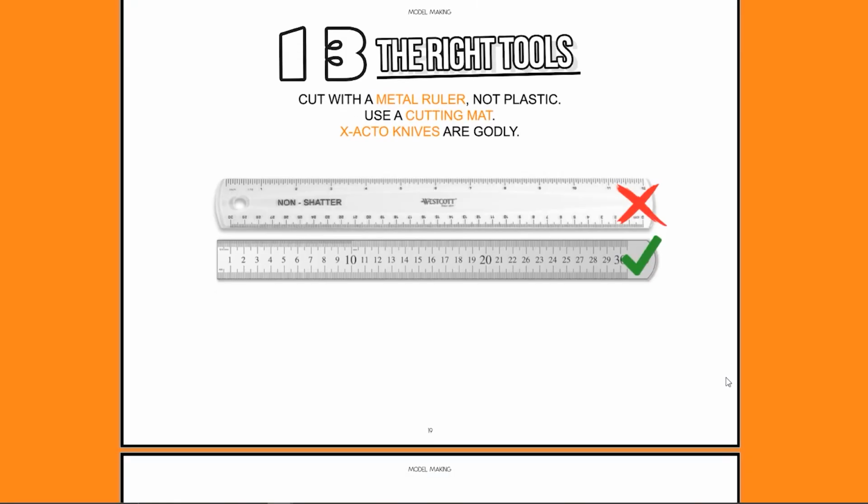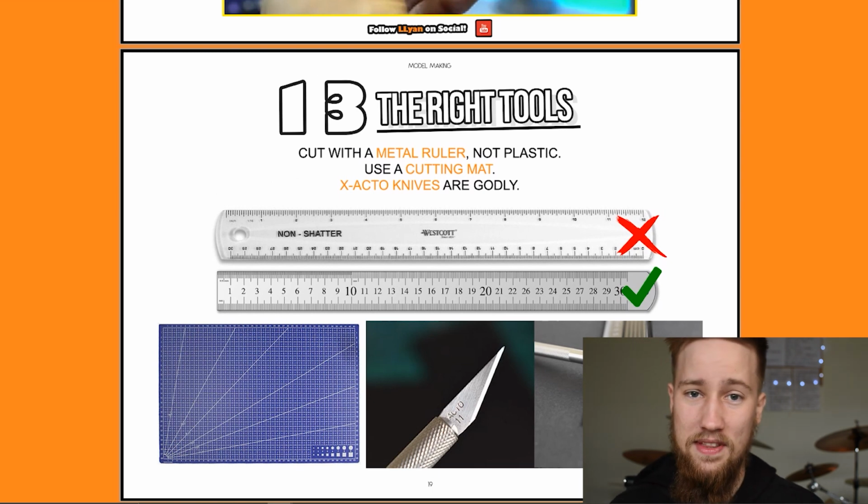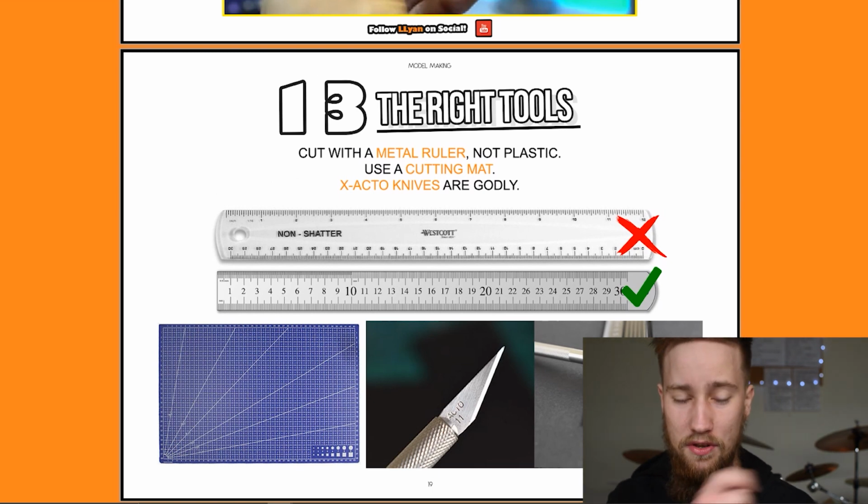And I also mentioned the right tools. This is kind of common sense, but don't use a plastic ruler when you're using a knife because you're just going to be cutting into that ruler. Use a metal ruler. Cutting mats and X-Acto knives are godly. Definitely use the right materials.